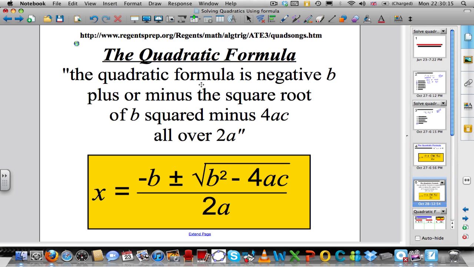So please forgive the voice there, but you'll be surprised, this will help you remember the quadratic formula. So the quadratic formula is negative b plus or minus the square root of b squared minus 4ac all over 2a, and here is the formula here. So hopefully that bad singing and that annoying tune will keep that formula in your head.